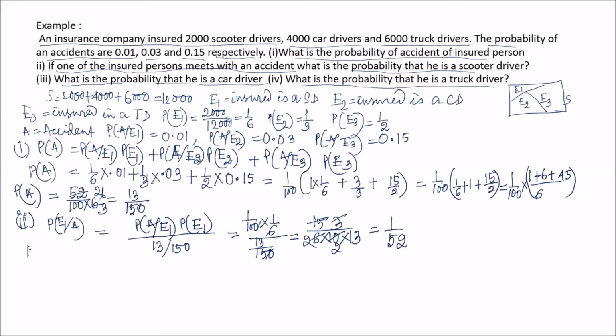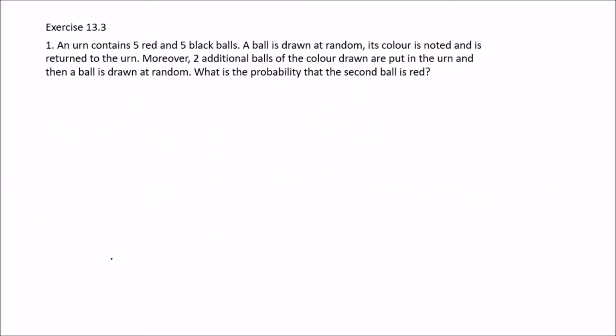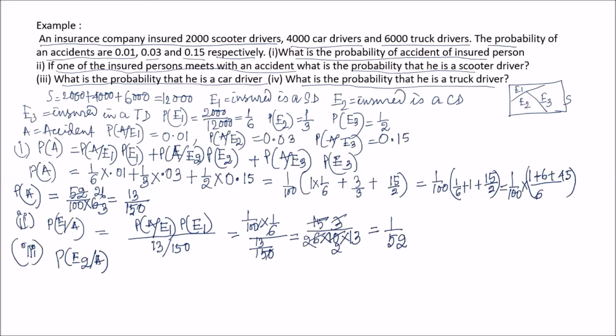Similarly, if the question is whether it is from a car driver, it will be P(E2|A). So what will the numerator be? The numerator will be P(A|E2) into P(E2).